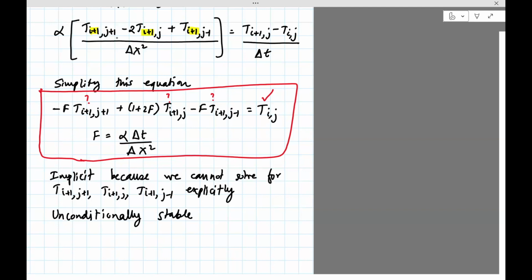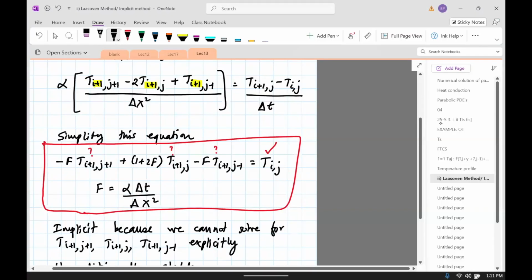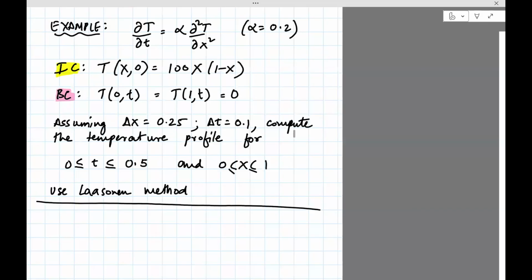So the best way to illustrate this is to solve a problem. So let's do the same problem we did last time using this method. Okay, same problem. Given the heat conduction equation, given initial conditions IC, given boundary conditions BC, compute the solution temperature profile with those dx and dt.